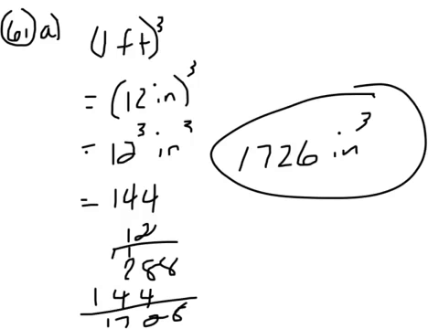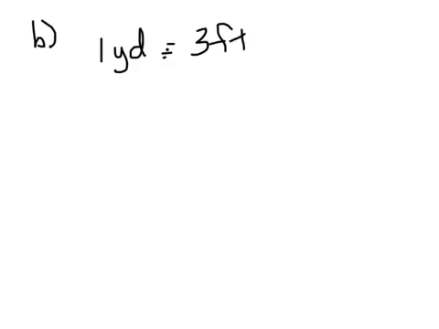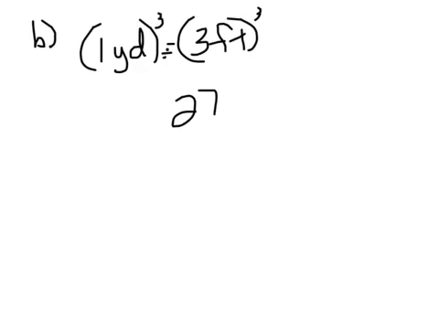So this is what you're doing. How many cubic feet in a cubic yard? 61B. Well, 1 yard is 3 feet, right? So if I cube the yard, I got to cube the feet, and I'd get 27 cubic feet is what would be in there, because 3 cubed is 27.